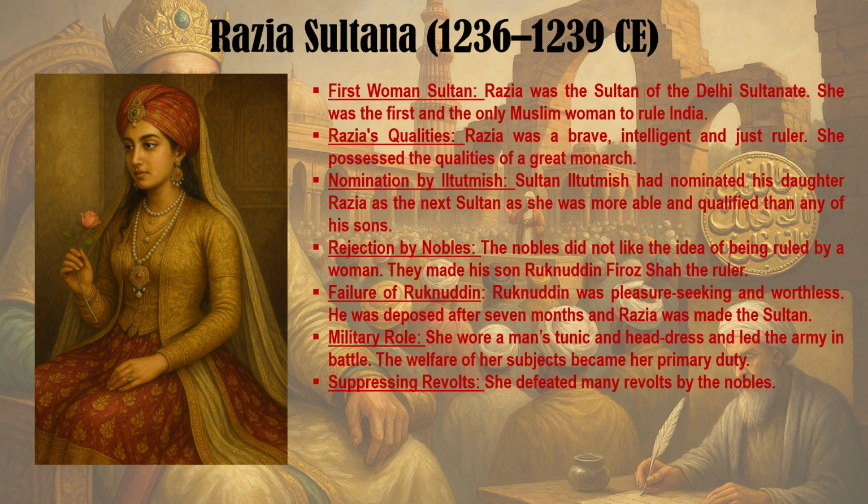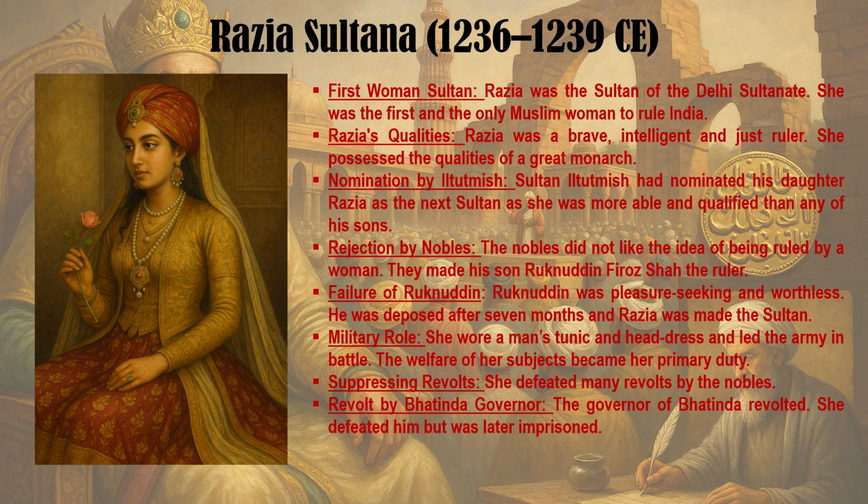She defeated many revolts by the nobles. One by one, she defeated all the nobles who revolted against her. But when the governor of Bathinda revolted, she defeated him but later was imprisoned. So she had to face a lot of hardship, even though she was one of the best sultans of the Delhi Sultanate, because she was a woman. Eventually, she was defeated and imprisoned. Later she was killed after the revolt despite her efforts to regain power. So she died an unexpected death at the hands of the people whom she loved.